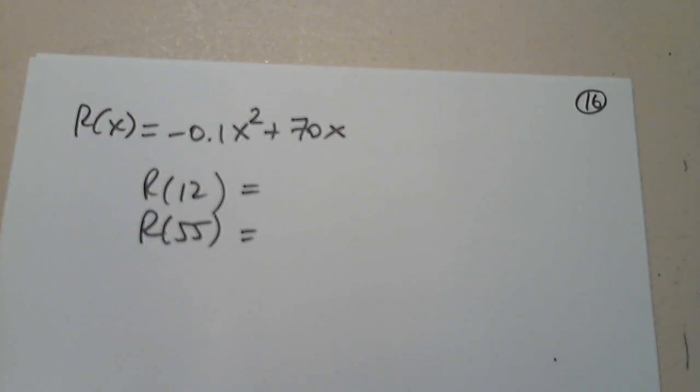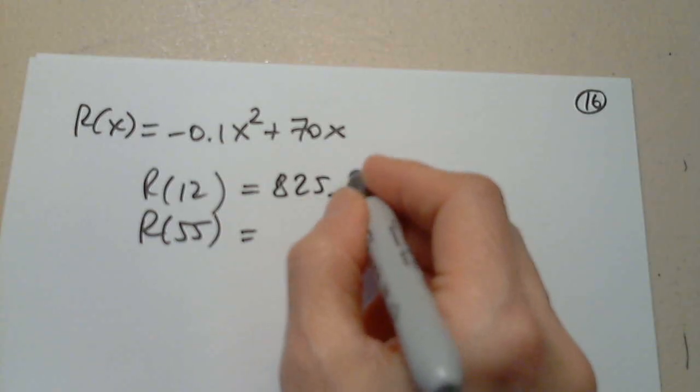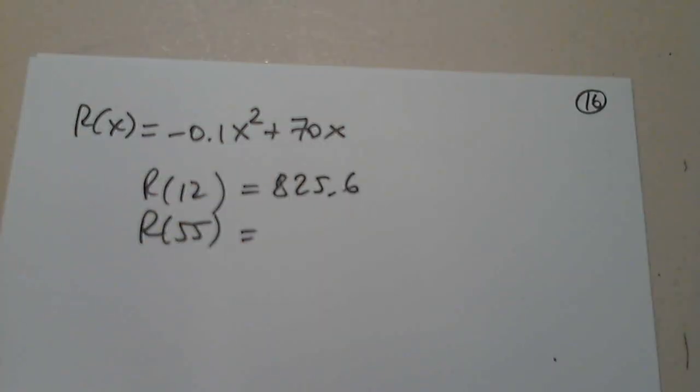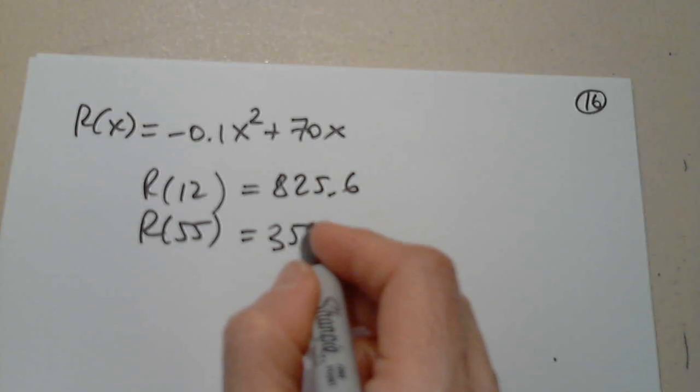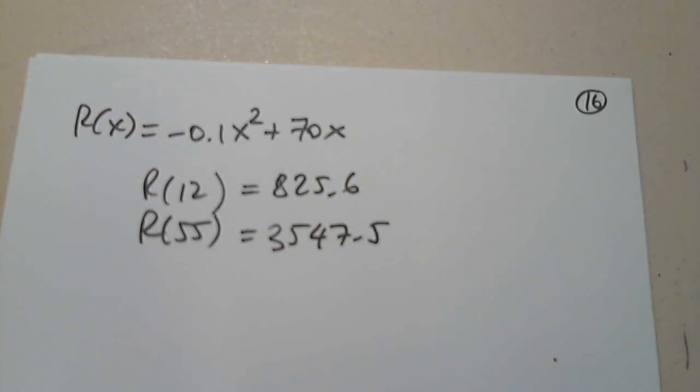So let's take a look. Okay, it's exact, that's why. So 825.6. And the other one, 3547.5. Good. So we found the values. Okay, so this is 825.6. And the other one is 3547.5. Good, that's the first part.